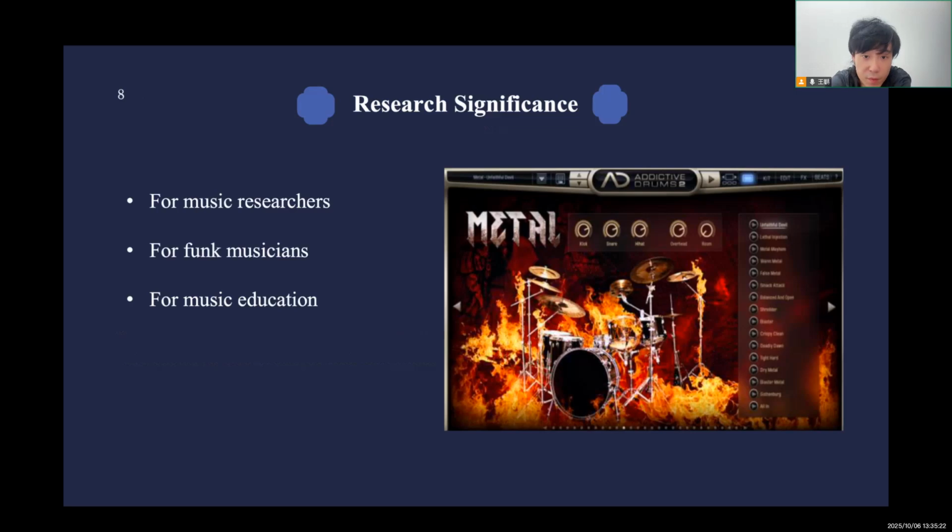This research matters for three big groups. For music researchers, it gives a clear path to study funk drumming complexity. No more guessing which methods to use. For funk musicians, it can help them understand the why behind great funk beats, so they can create or play better rhythms. For music education, teachers can use our findings to teach funk drumming more effectively, focusing on the parts that make rhythm complex.